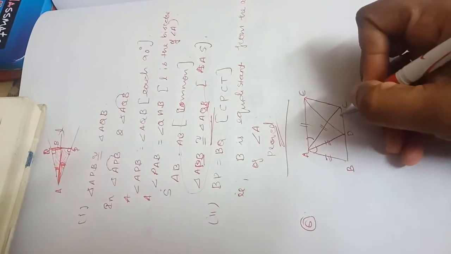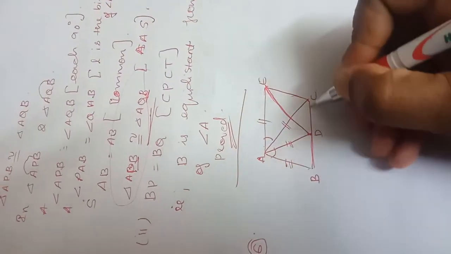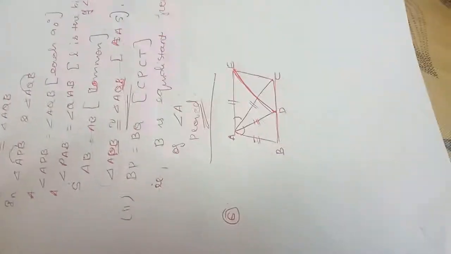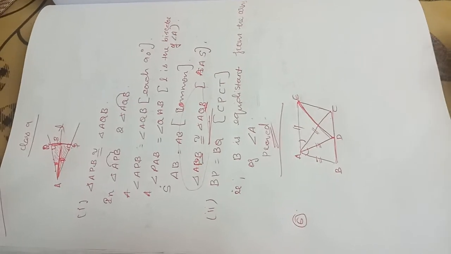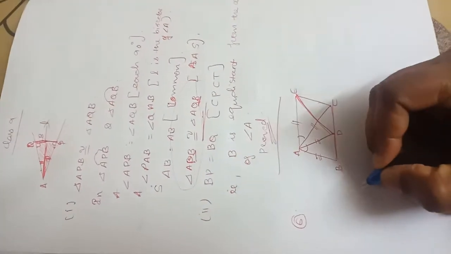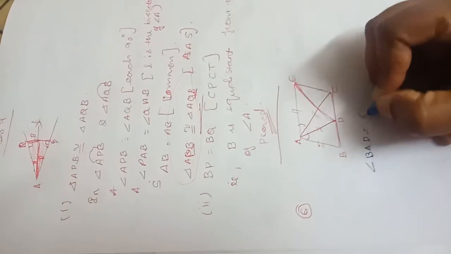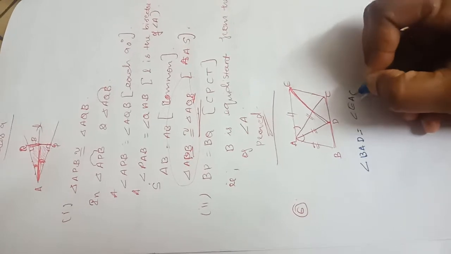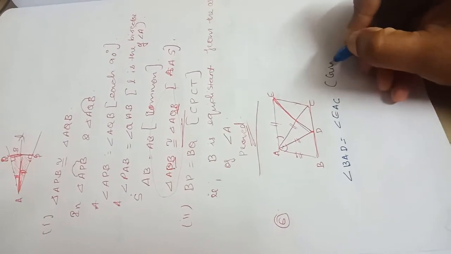We have to prove that BC is equal to DE. BC is this line, and DE is this line. We have to prove this here. So how can we prove BC is equal to DE? I am writing the given statements from the question. Angle BAD is equal to angle EAC, which is given in the question. I have written the same statement.